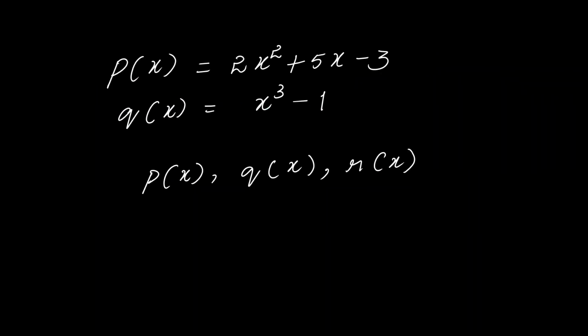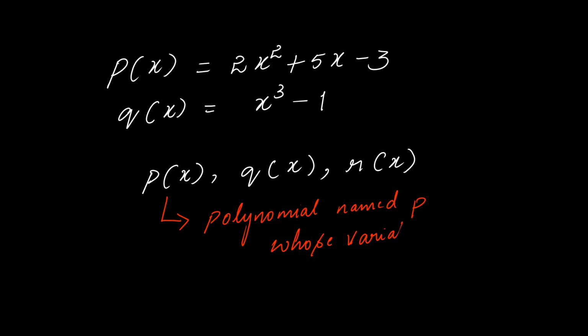Why do we write P of x, Q of x or R of x? You might have seen this in your textbook. It writes polynomials like P of x. What does this mean? It is very simple. P of x means a polynomial named P whose variable is x. So P of x is equal to 2x square plus 5x minus 3. It's just a polynomial written in a neat way. It is some format of writing polynomial.